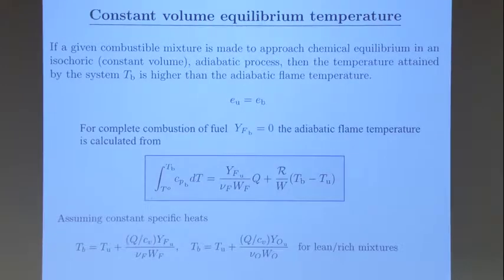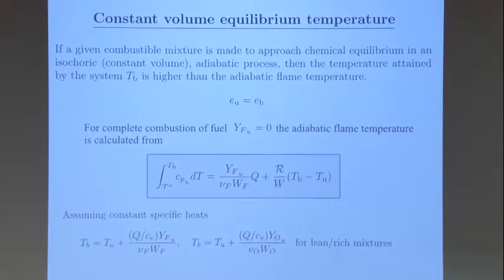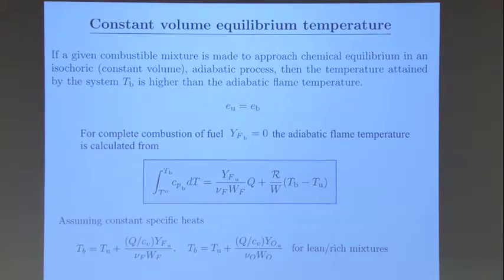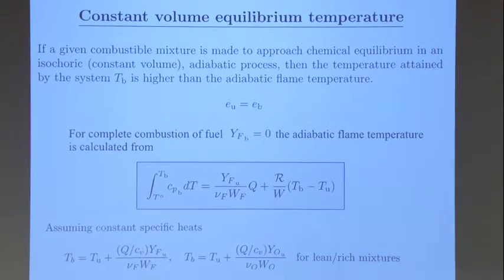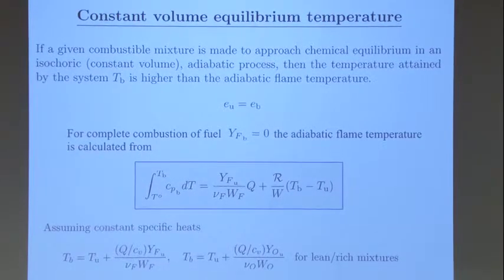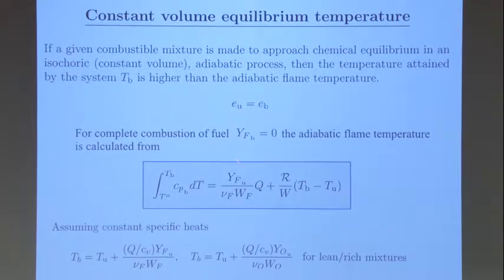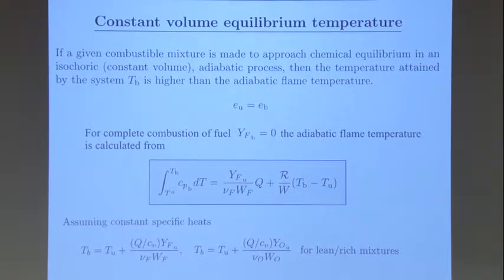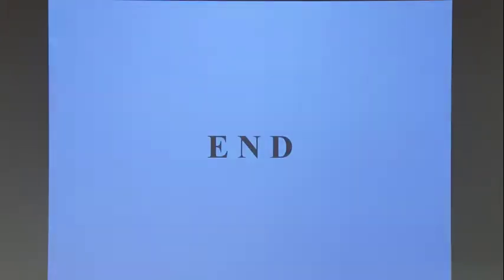and now the heat release is divided by Cv. Now remember that Cp is always larger than Cv. So if Cv is smaller, it means that the temperature is higher. So under constant volume, you're going to get an equilibrium temperature which is higher than under constant pressure. We usually do not call this the adiabatic flame temperature, but it's clearly also an adiabatic flame temperature, but under constant volume. Okay, so this is the end of this lecture.